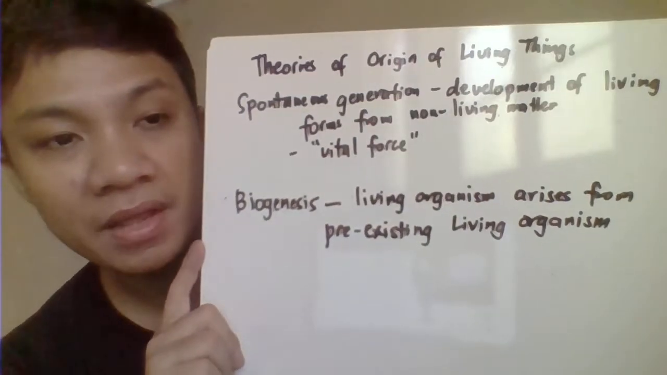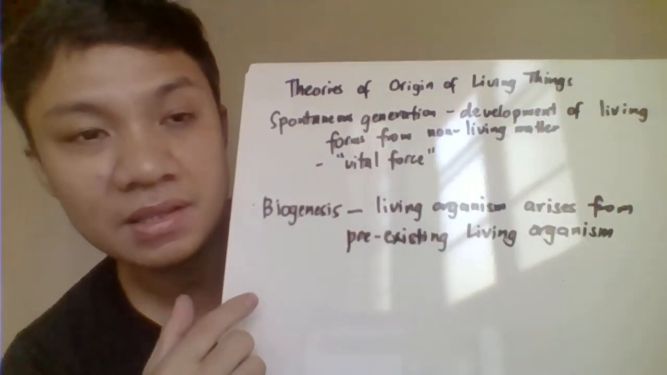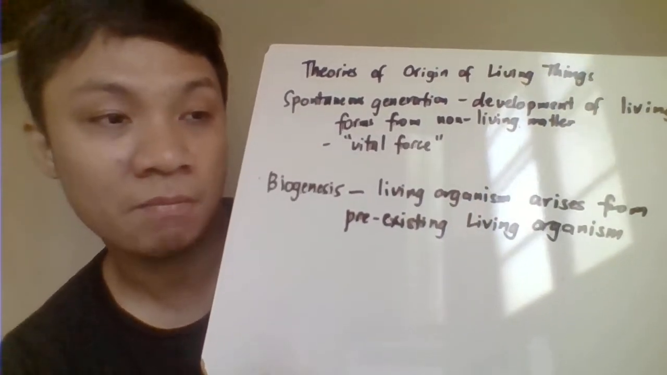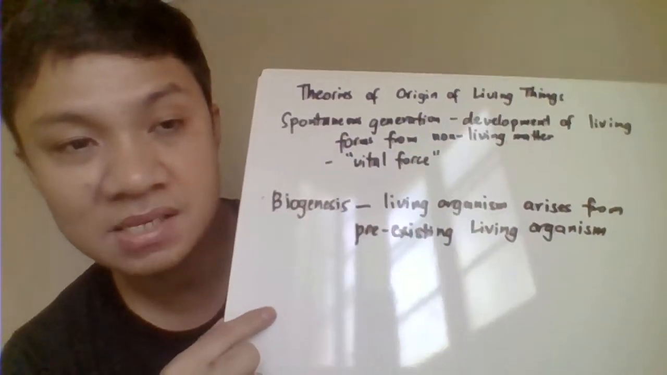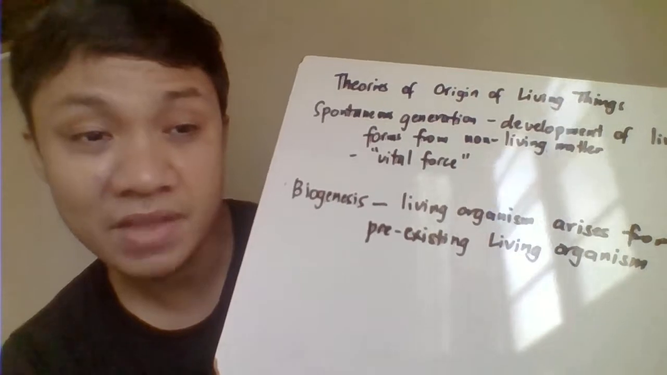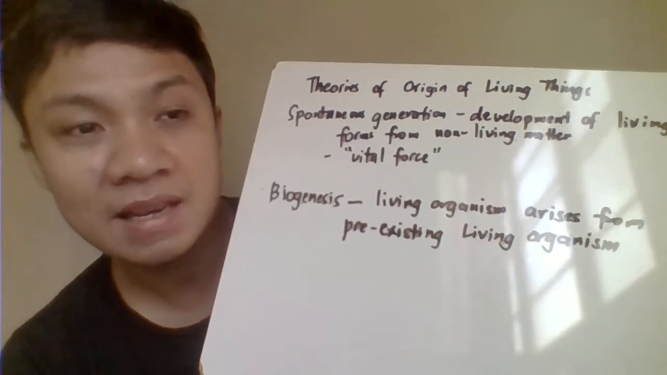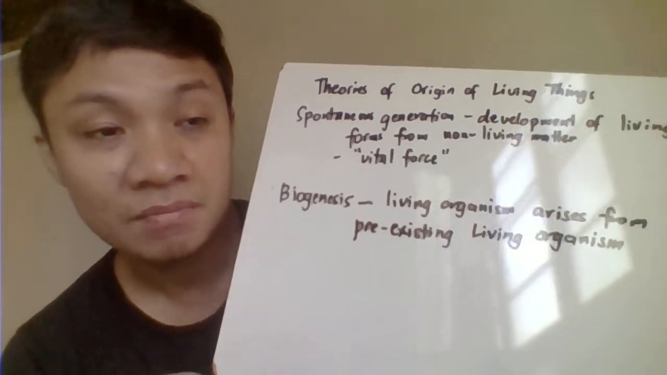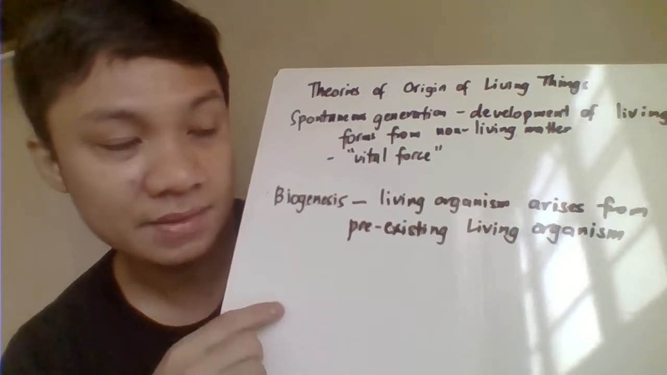Okay, the next one, we have here the theories of the origin of the living organisms. So we have here the three contrasting ideologies as to where the living organism came from. The first one is spontaneous generation. Spontaneous generation advocates believe that living organisms arise from non-living matter, like organic matter, and they call that non-living matter the origin of living organisms, a vital force responsible for the production or formation of a living organism.